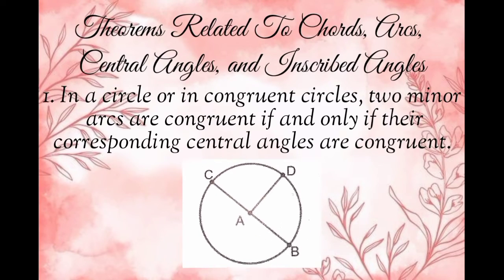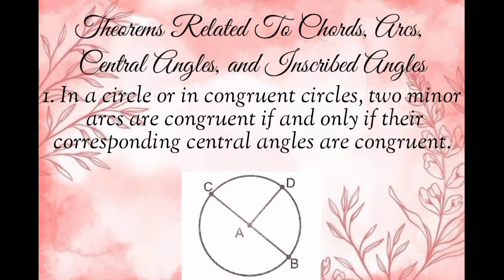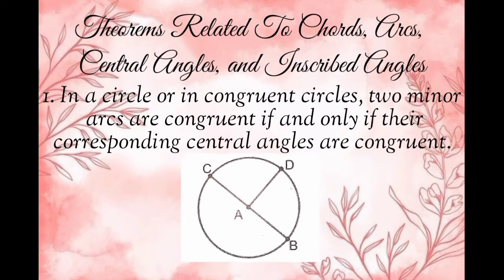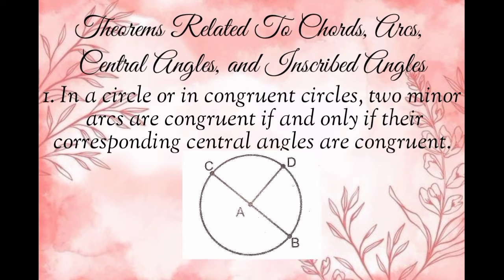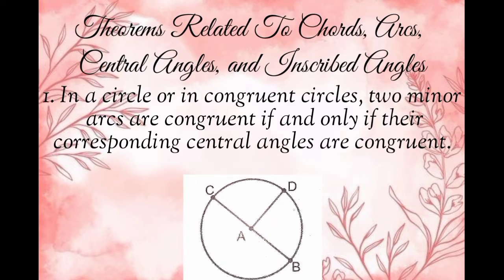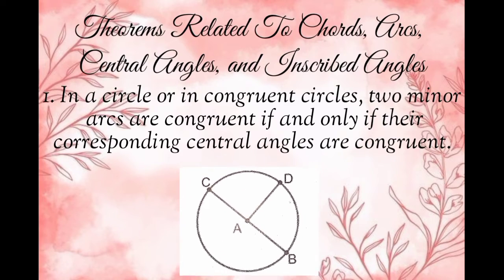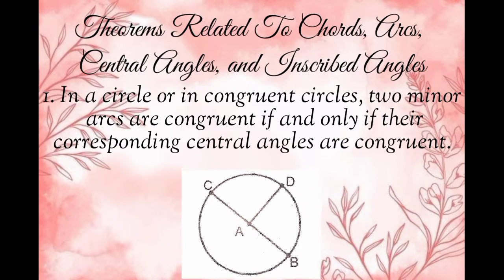Theorems related to chords, arcs, central angles, and inscribed angles. In a circle, or in congruent circles, two minor arcs are congruent if and only if their corresponding central angles are congruent.